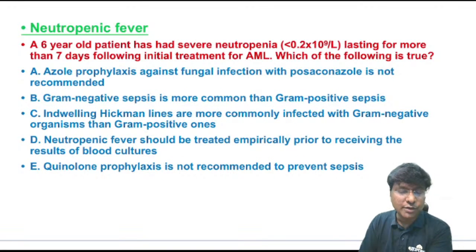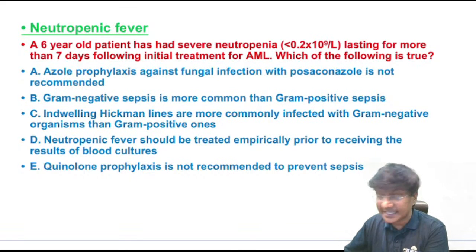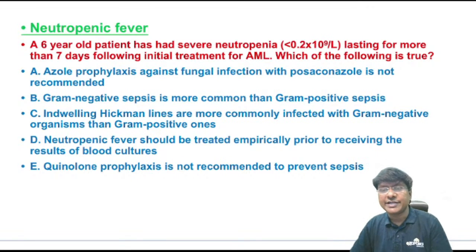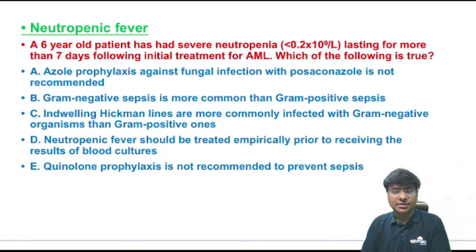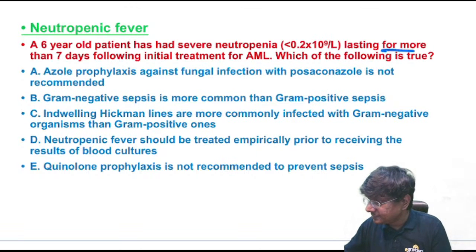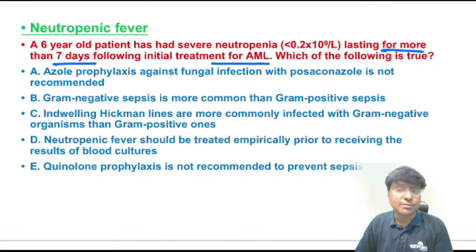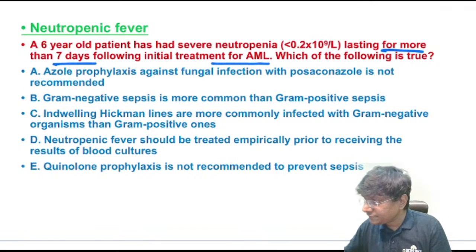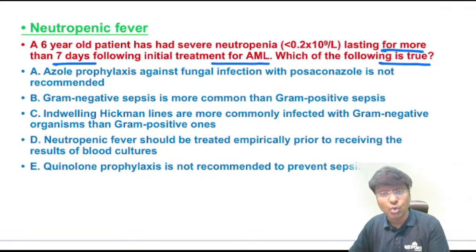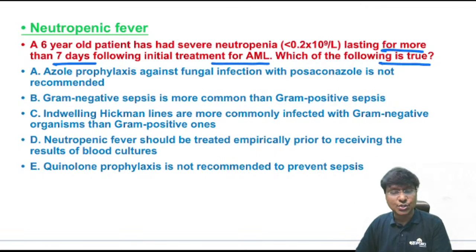A 6-year-old patient had severe neutropenia, and how much is that? That is 0.2 into 10 to the power of 9. That means the neutrophil counts are very much reduced, less than 2000, lasting for more than 7 days, following initial treatment for acute myeloid leukemia. Which of the following is true?